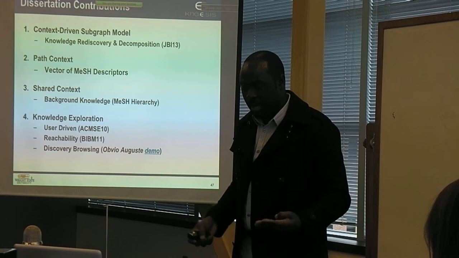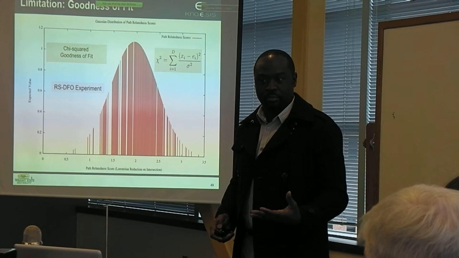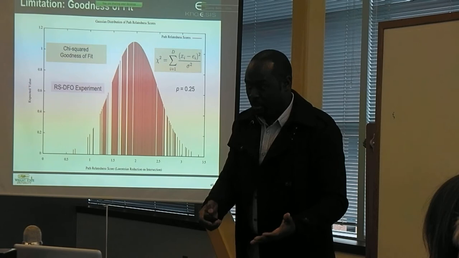This is not a silver bullet. The Gaussian distribution is not perfect. We've computed the chi-square goodness of fit, and the p-value is 0.25. That's way more than 0.05. But we know that the data approximates the Gaussian. There are things like the central limit theorem that can be used to transform a non-perfect Gaussian into a more perfect Gaussian. We'll explore that.